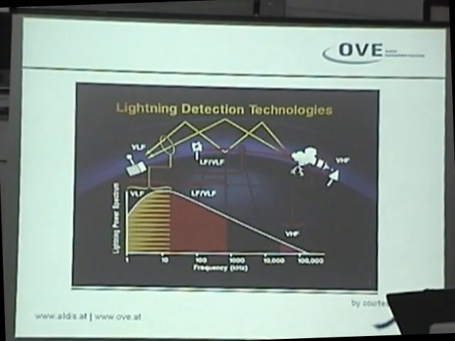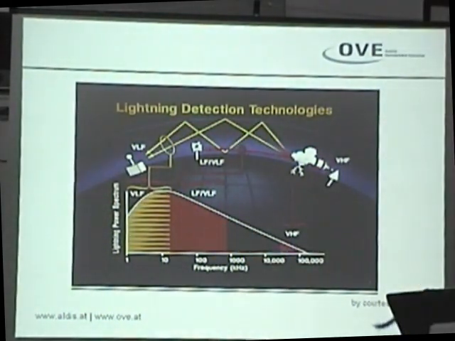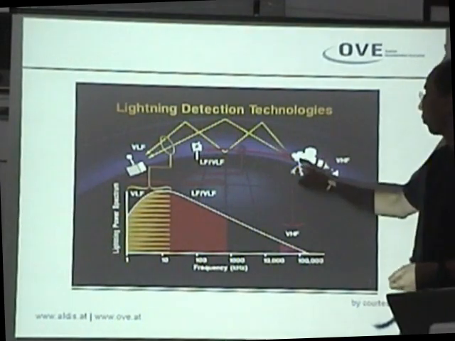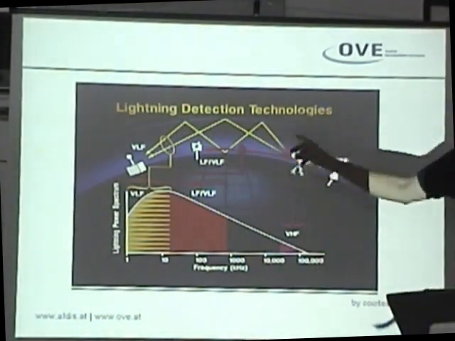The second frequency range is the one we are using in Austria and what is widely used here in Brazil, the LF, VLF frequency range. The sensors we are using have a lower frequency bandwidth of 1 kHz and go up to 350 kHz. In this frequency range, the wave mainly propagates along the surface of the Earth. I say mainly because if you have a bigger network, then you might get some ionospheric reflections also in this frequency range.